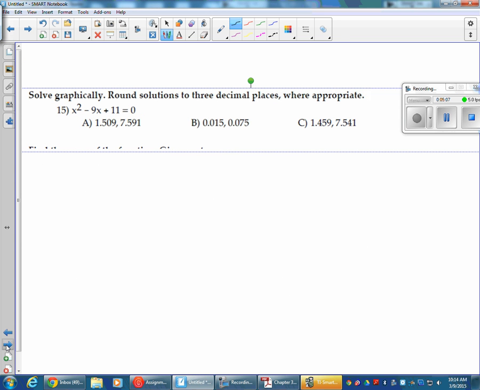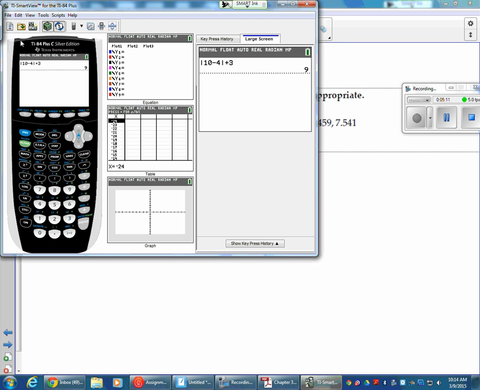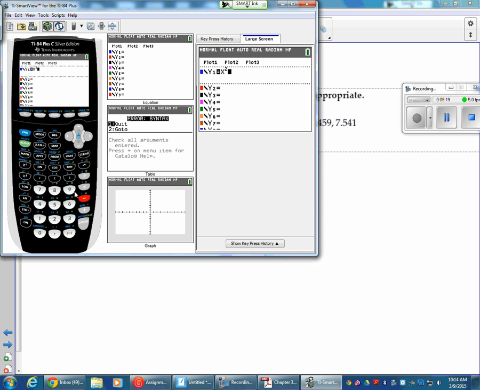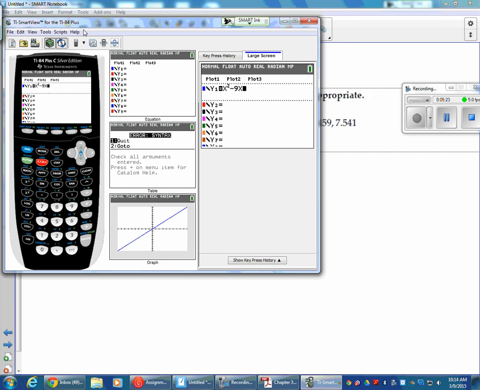Number 15, solve graphically. I'm going to pull out the calculator for this one. X squared minus 9x plus 11. So clear this. Go to y equals x squared minus 9x plus 11. I'm going to graph that.